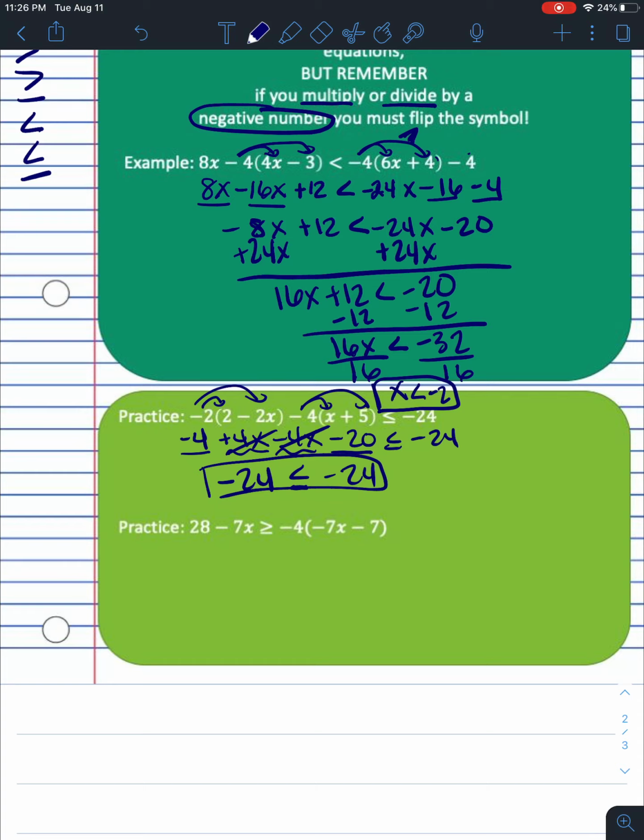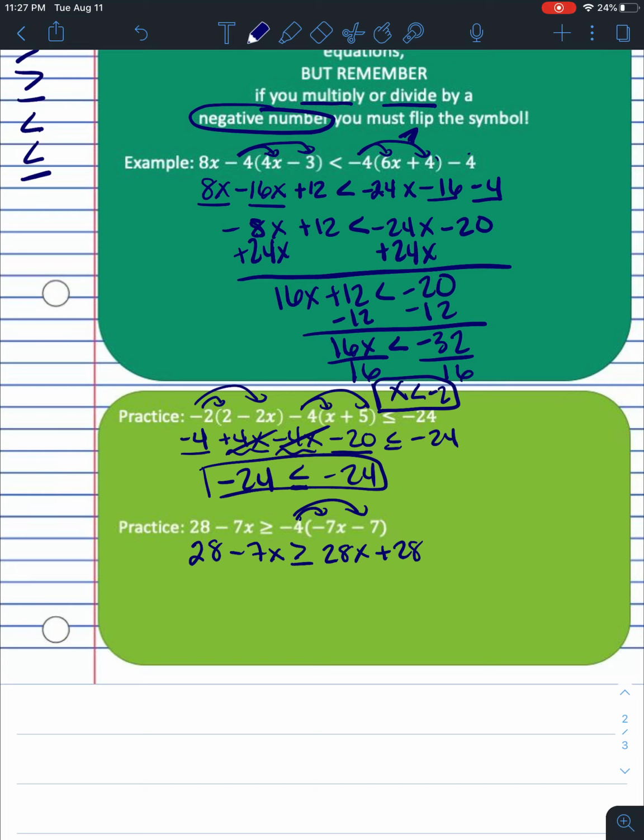Okay, so this is an okay answer. It's a true statement, so we can leave it. Let's go ahead and look at this next problem. So again, we're going to look through for parentheses. We're going to distribute. So I'm going to go ahead and rewrite this. 28 minus 7x is greater than or equal to negative 4 times negative 7x is 28x. Negative 4 times negative 7 is 28.